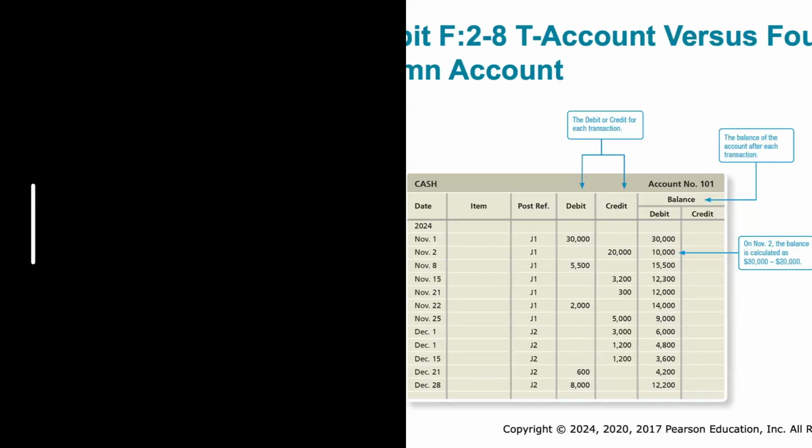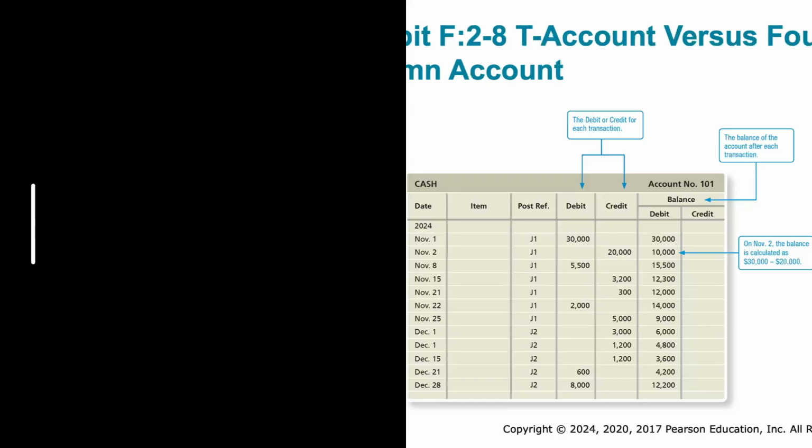When it comes to a 4 column account ledger, every time we do a transaction, so you can see here on November 1st, we do a transaction, November 2nd, we do a transaction. Every time a transaction is entered, we have a posting reference. One of the differences you'll see is you'll have a debit and credit, just like the T accounts, but each transaction gets its own line, right? And every time we put in a transaction, we always balance the account. So on November 1st, we had a $30,000 debit. We have a $30,000 debit balance. November 2nd, we had a $20,000 credit. We rebalance the account and we see that we have a $10,000 debit balance.